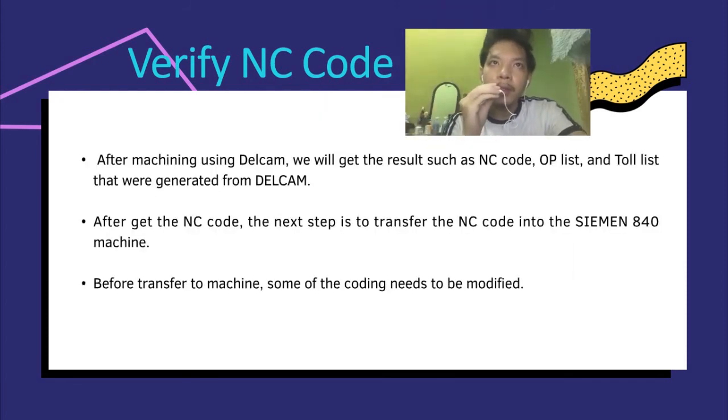Next slide is verify NC code. In this slide, we show you some results. After machining, we will get the result such as the NC code of release and the tool list that were generated from the CAM. Once we get the NC code, the next step is to transfer it to the Siemens 840 machine, and finally, before transfer, it is modified.